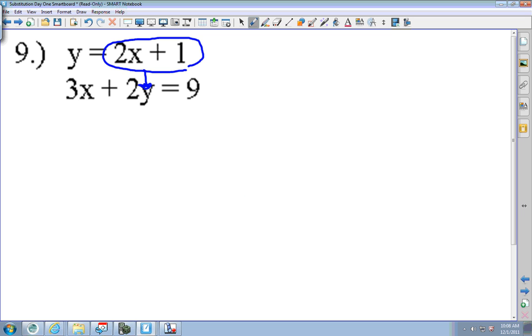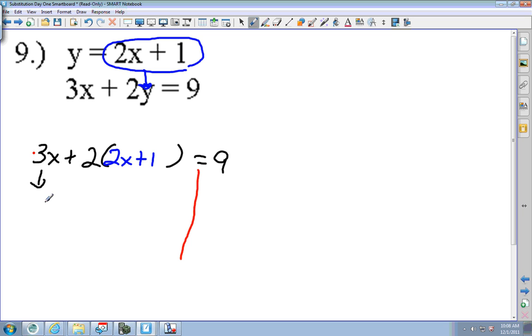Rewrite the equation. 3x plus 2 times y. Well, instead of y, what am I putting in there for it? 2x plus 1, yep. And that equals 9. So all I did was rewrite that bottom equation and put in 2x plus 1 instead of y. Now, we have to do the distributive property, but is this 3x next to the parentheses? No. So I'm just going to bring down this 3x.